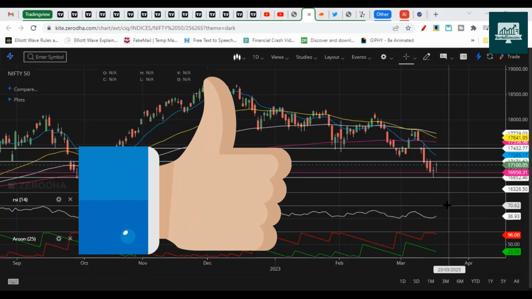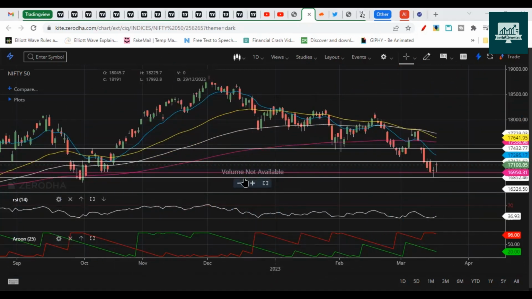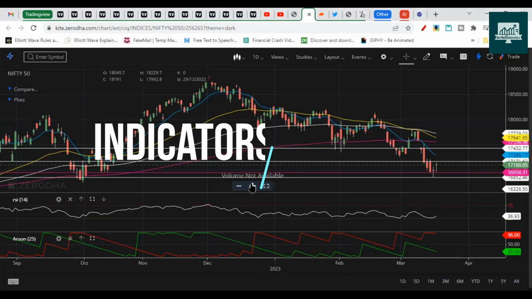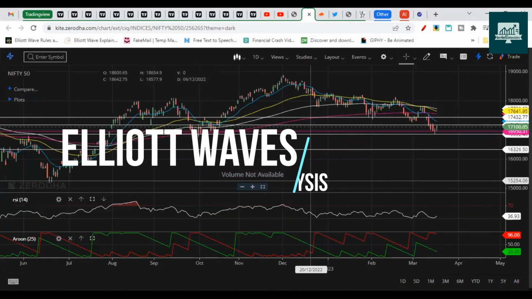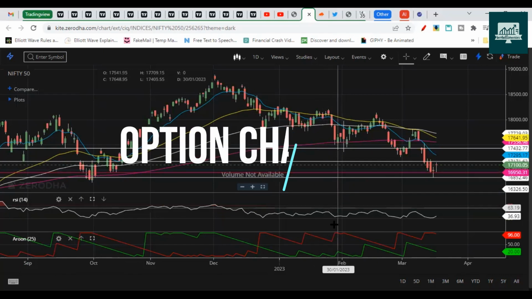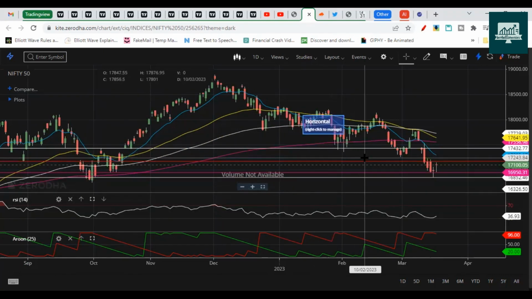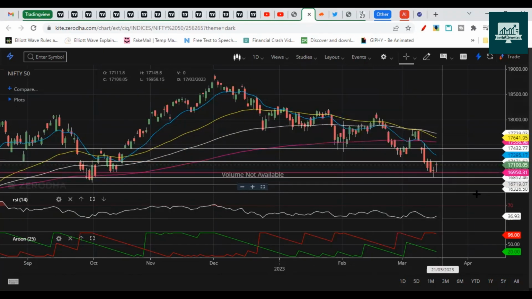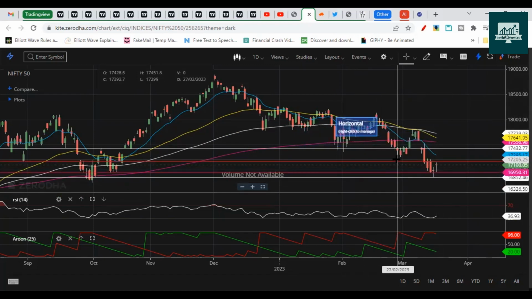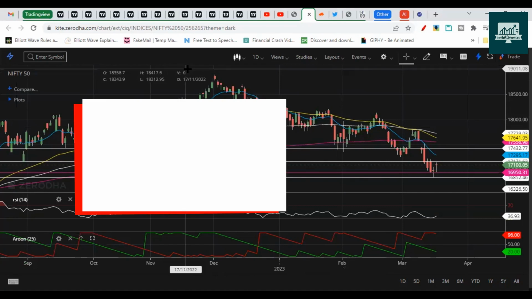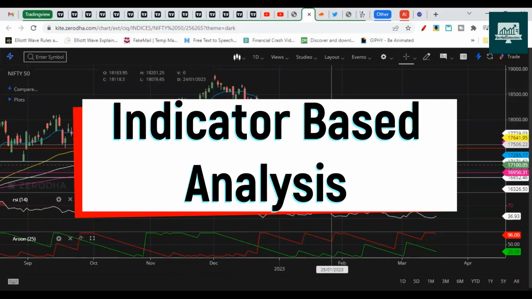So let's get started with our analysis of the Nifty 50. We will do the analysis with price action indicators, then we'll check Elliott Wave, and at the end we'll check the option chain. Yeah, previous week's analysis was pretty much in line and we hit exactly 16,850 and then trying to recover a little. So first of all, let's try to understand with price action what is happening.